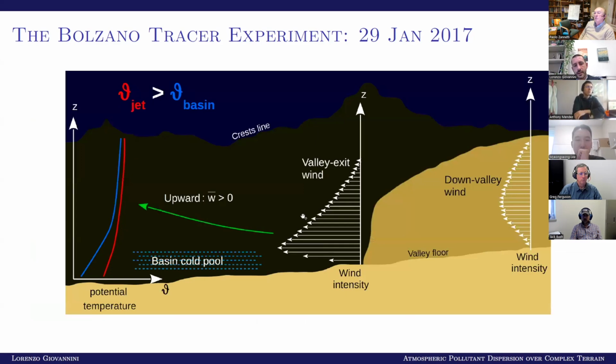So in this case, when we have this basin cold pool, and so the temperature of the basin is lower than the temperature of the down valley wind arriving in the Bolzano basin, the wind floats above the cold pool, and close to the surface we have very weak winds.